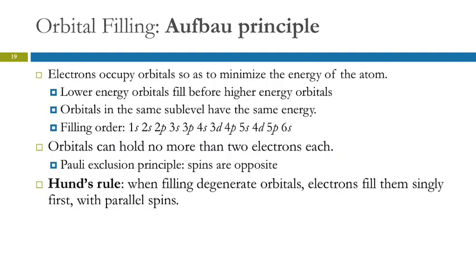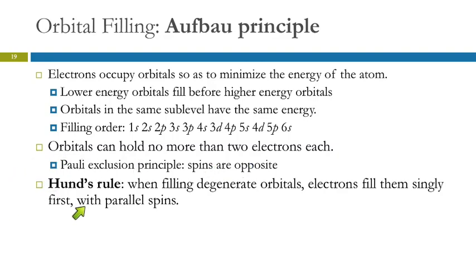Orbitals in the same sublevel have the same energy. So in the 2p sublevel, there are 3 orbitals. Those 3 orbitals do not vary in energy. They have the same energy. Those are degenerate. Here's the filling order. And again, I'll show you where you can find that on the periodic table. Each orbital can hold no more than 2 electrons. Pauli exclusion principle says the spins have to be opposite.